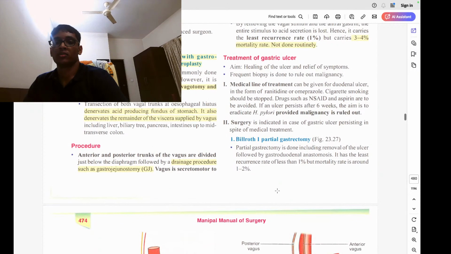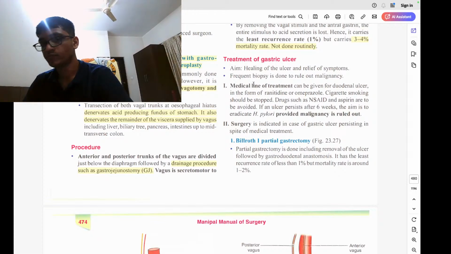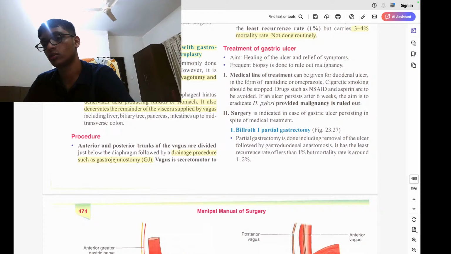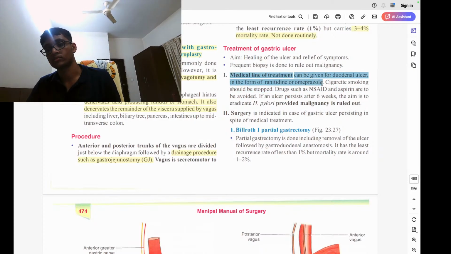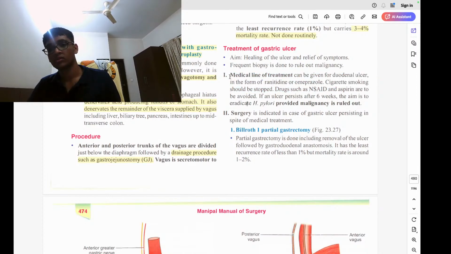Treatment of gastric ulcer: the aim is to heal the ulcer and provide relief of symptoms. Frequent biopsy is done to rule out malignancy. Medical line of treatment can be given for duodenal ulcer in the form of ranitidine or omeprazole. Cigarette smoking and drugs like NSAIDs are part of the medical line of treatment.